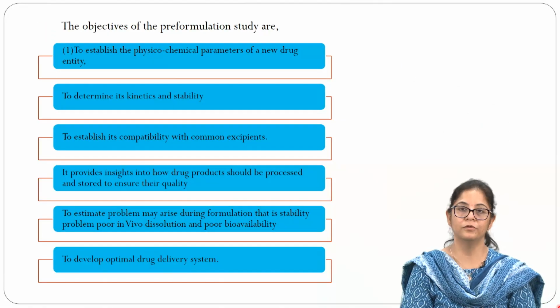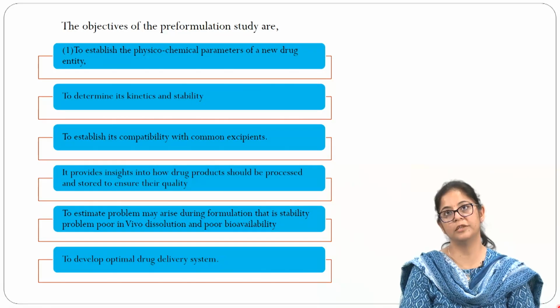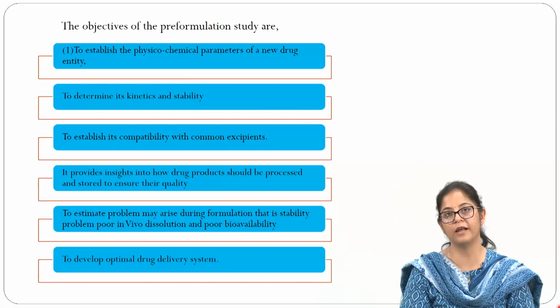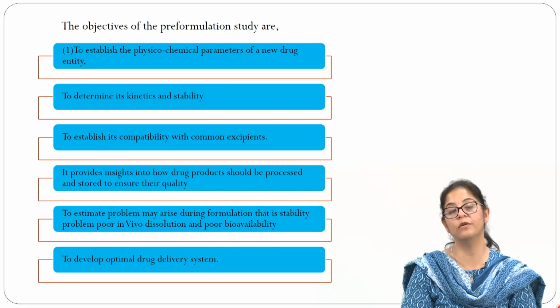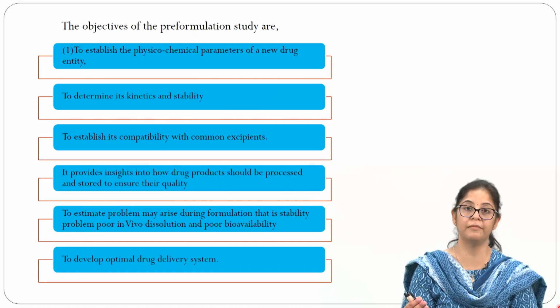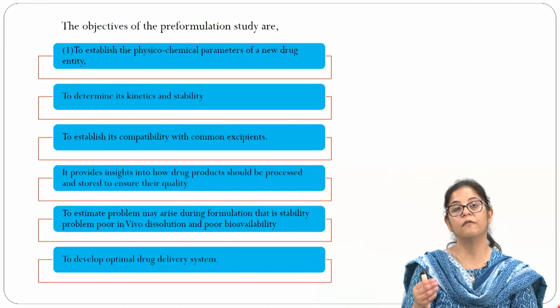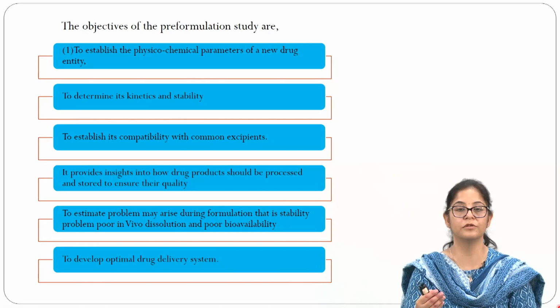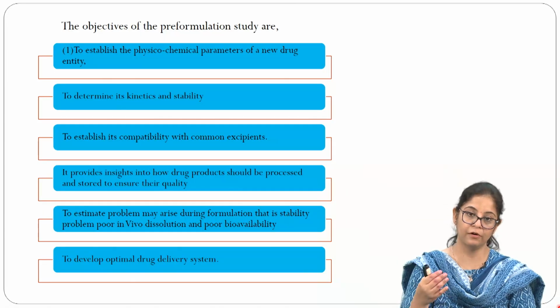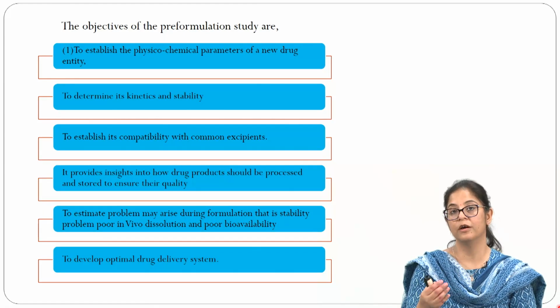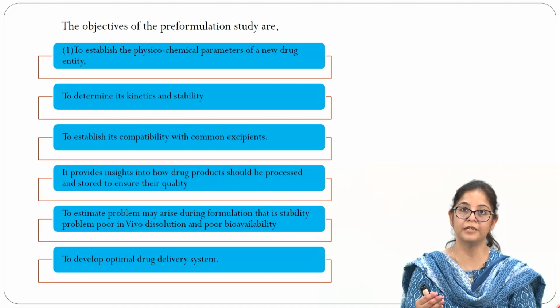Now, to summarize, the objectives of pre-formulation studies are to establish the physical and chemical properties of the new drug entity, and to determine its kinetics, that is, how it is going to behave in the system, whether it is going to degrade by first order kinetics, second order or pseudo first order, and how it is going to be destabilized. So, the stability studies, and then with what all ingredients it is going to be compatible. A list of all those ingredients which are supposed to be used along with the dosage form needs to be made, and the compatibility needs to be studied.